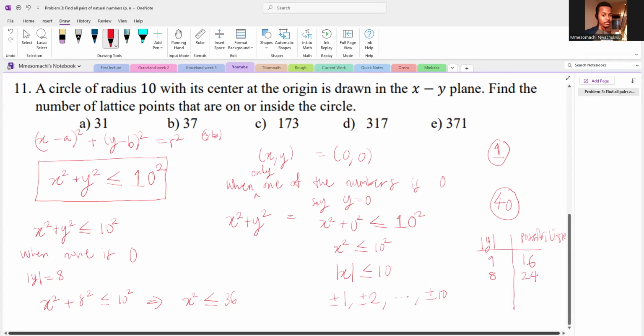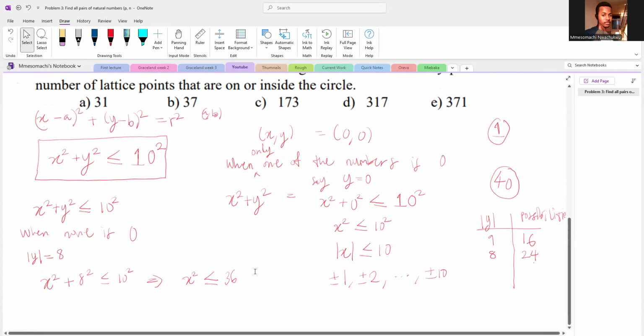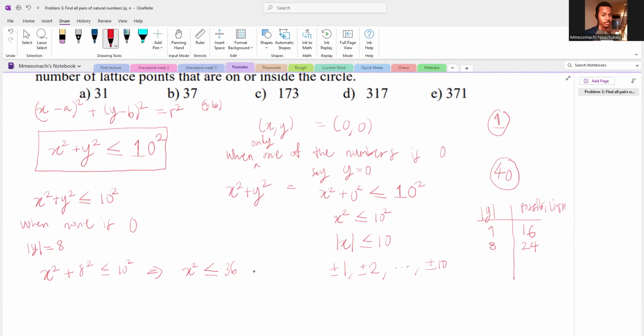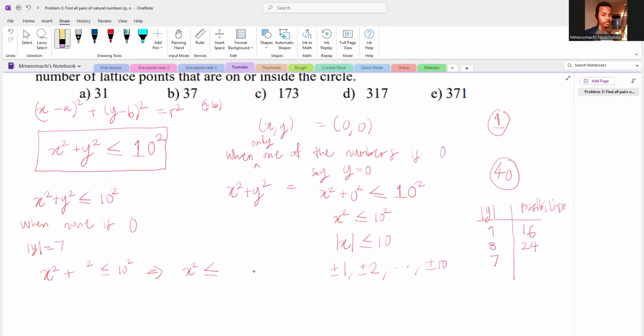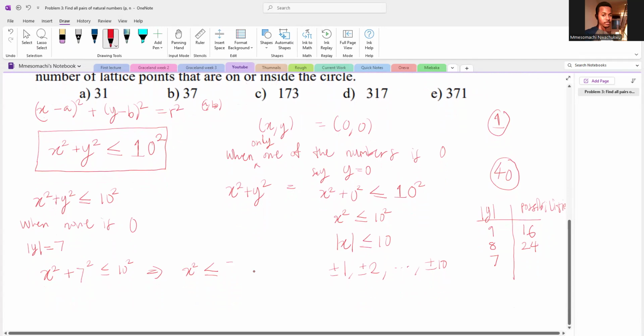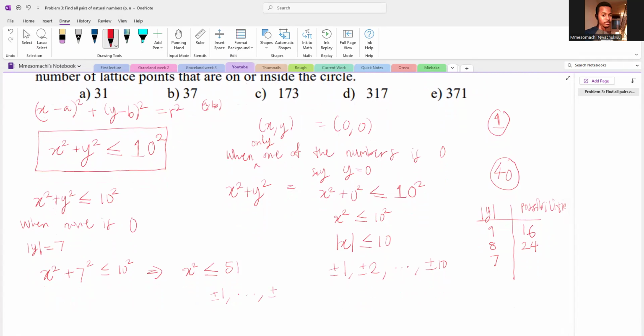And then I think I also have to scroll down a bit here. Okay. And then when it's 7, we have 7 squared. This becomes x squared less than or equal to 51. So we have plus or minus 1 up to plus or minus 7. That is 14, then times 2. So we have 28 possibilities.